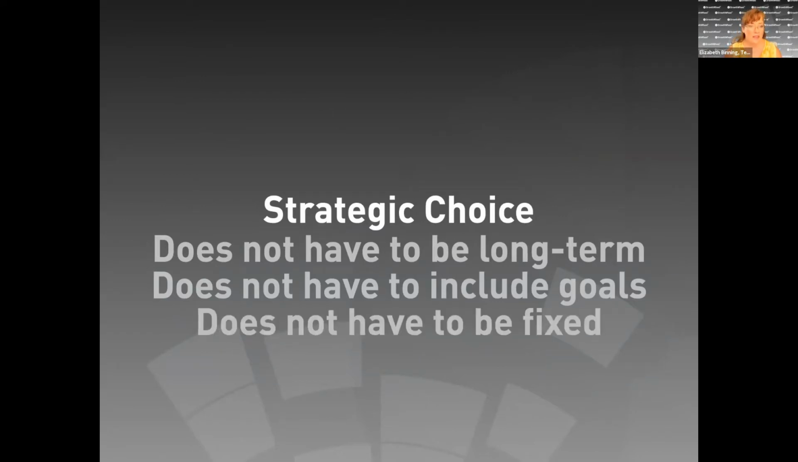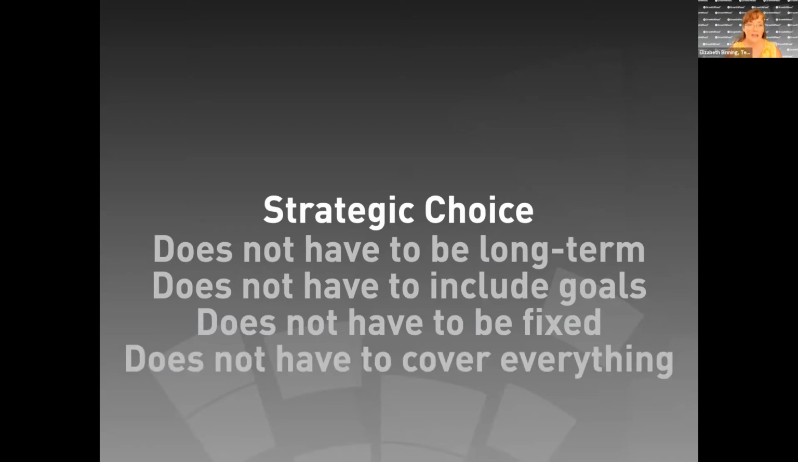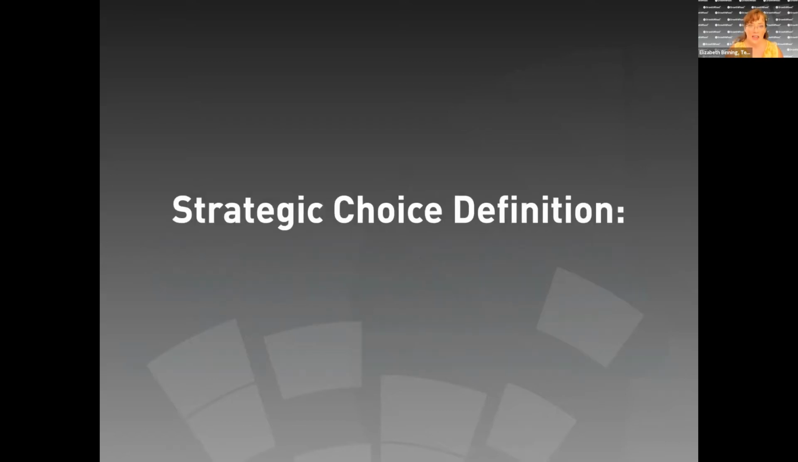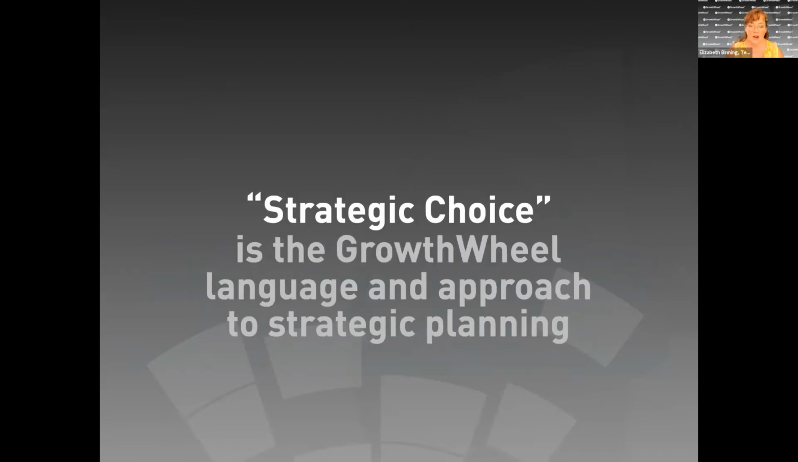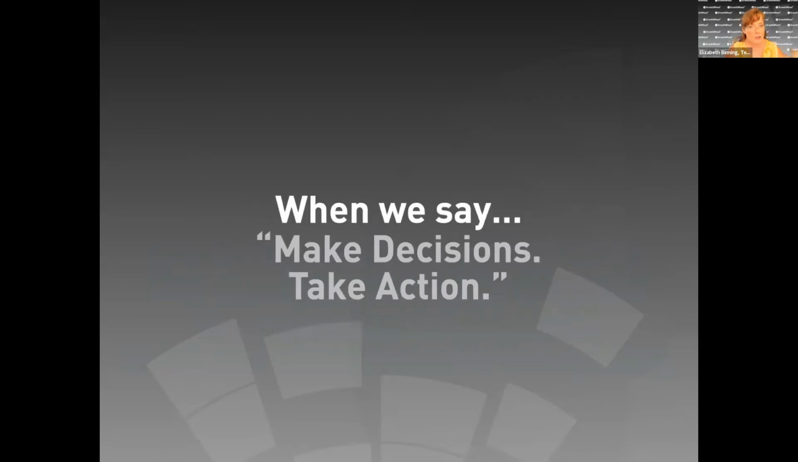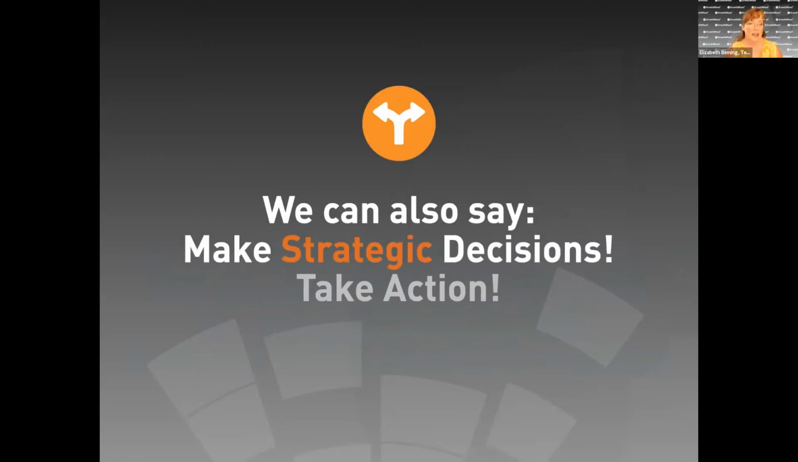And it doesn't have to be fixed. They can always make another choice. So it's not a fixed long-term strategy, and it doesn't have to be comprehensive. It doesn't have to cover everything. So we can define it here and say a strategic choice is really those decisions that involve a choice between alternative ways of running and growing the business. We like that phrase, using strategic choice as our GrowthWheel language and approach to strategic planning. You've heard us say to our clients, make decisions and take action, but you can also talk to your clients and say, make strategic decisions and then take action.